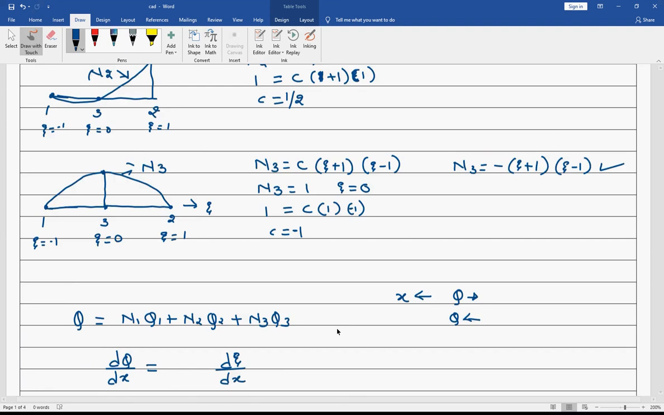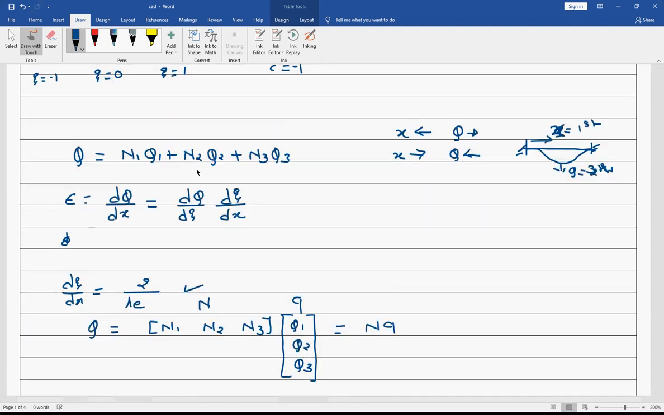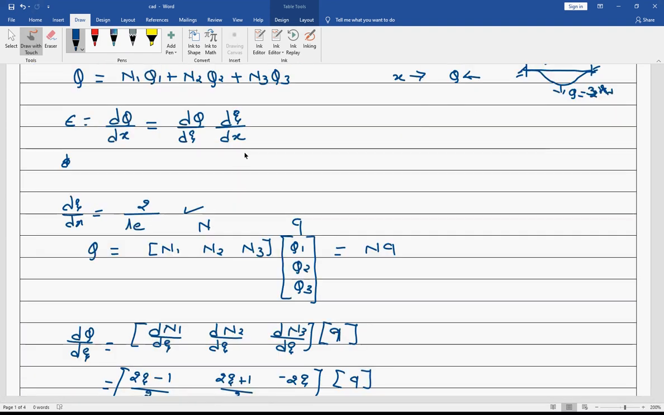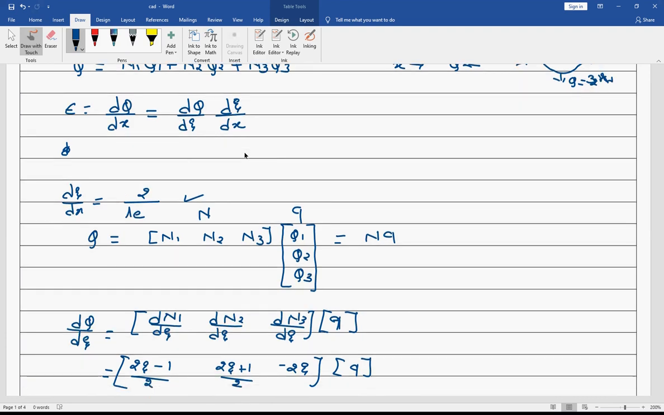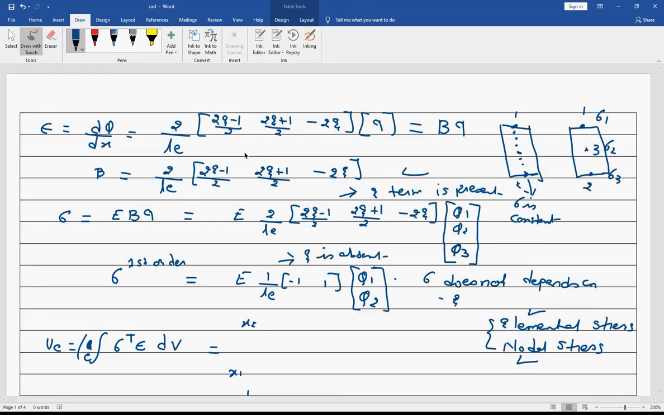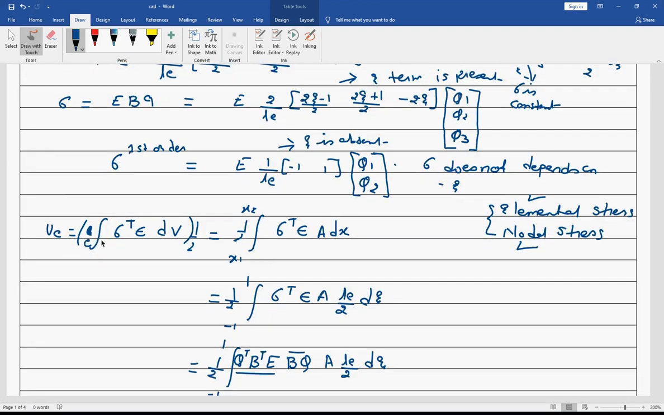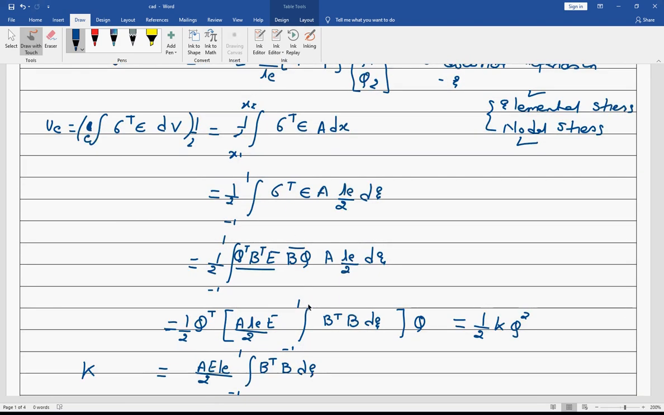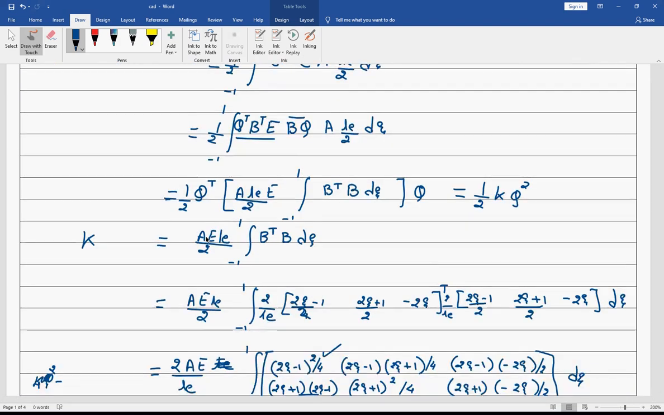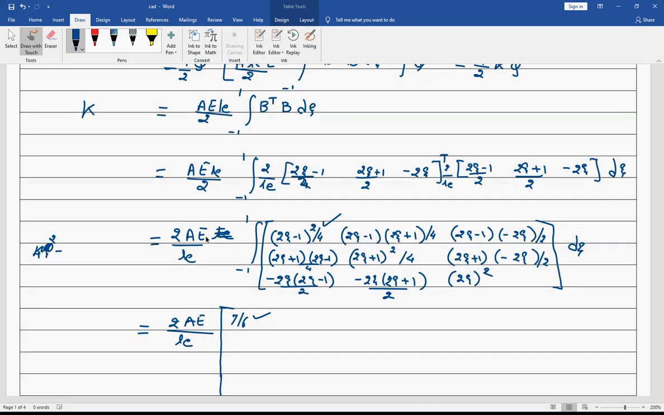So dq by dx is this, find dq by dx, dy by dx, keep on going, get the epsilon or what you say strain. Once you have strain, get the sigma, internal energy 1 by 2 into integration of sigma transpose epsilon dV. Area is going to remain constant throughout the element, so therefore A dx, and you keep on doing it, you will get the K. This is the process we follow.